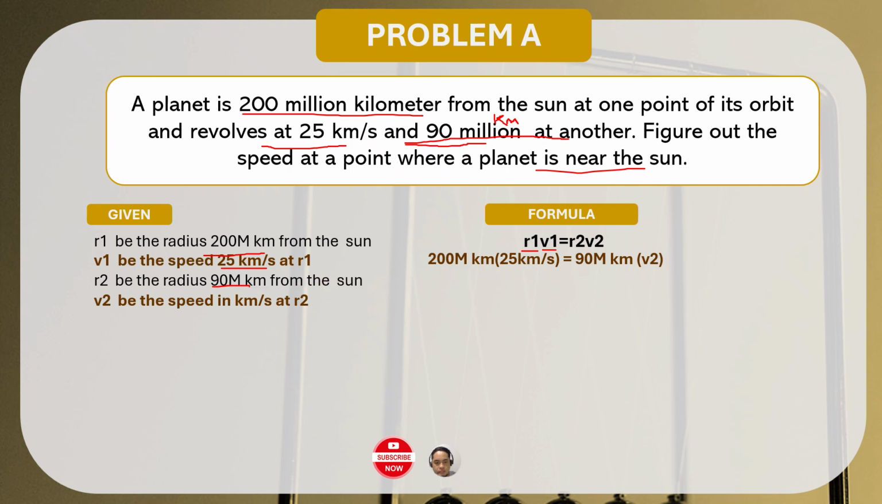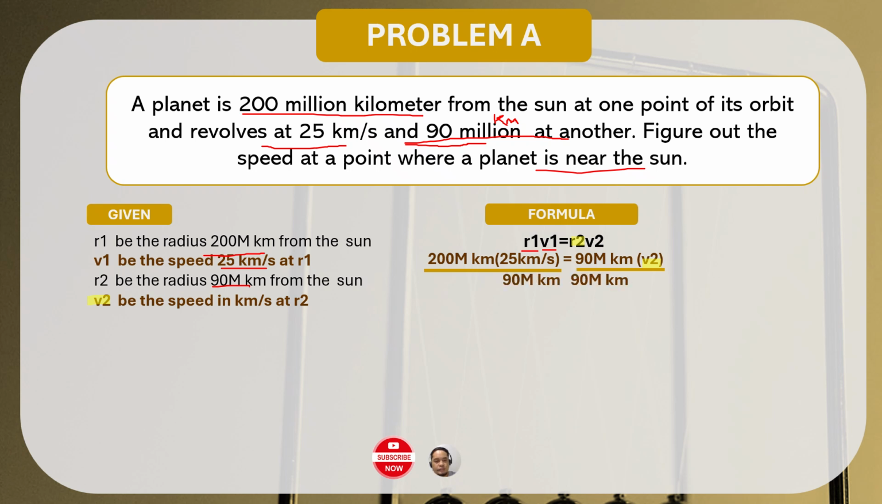This is going to be the value of R2, and then our unknown will be V2, the speed at 90 million kilometers. So upon substituting all the units correctly in the formula, we have 200 million kilometers and 25 kilometers per second, multiplied these two factors, is equal to 90 million kilometers multiplied by the unknown velocity 2.